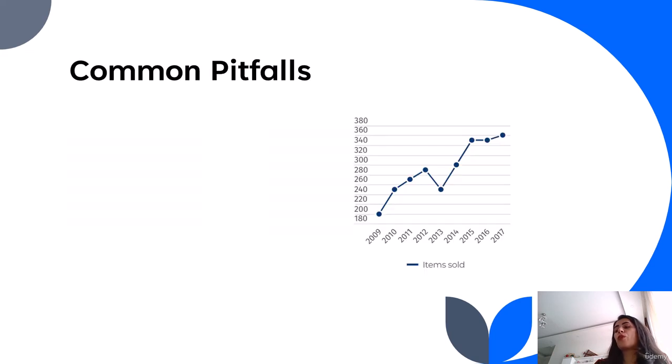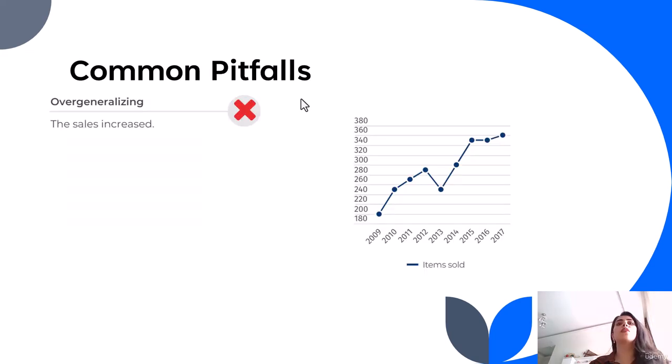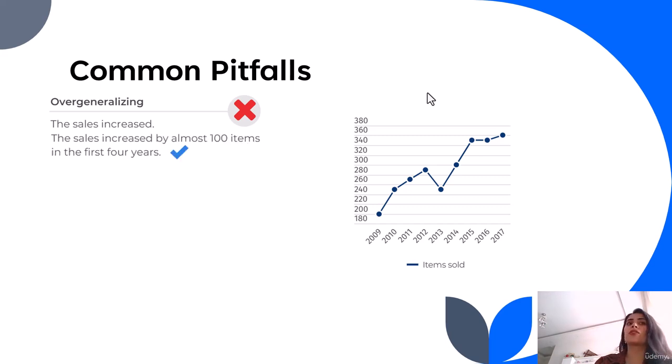Be mindful of common pitfalls when describing trends and comparisons. First of all, overgeneralizing. Avoid making vague statements without details. Instead of saying the sales increased, say the sales increased by almost 100 items in the first 4 years.